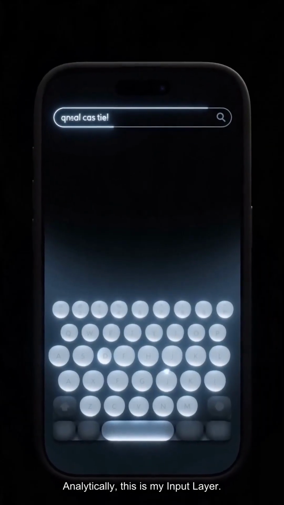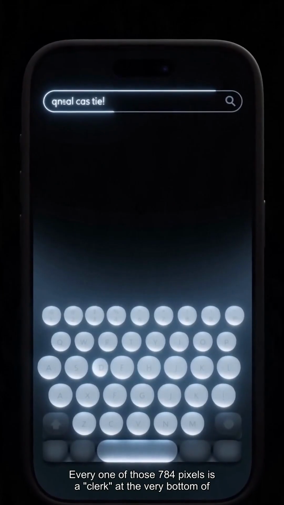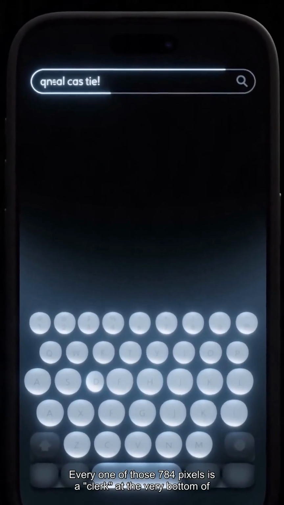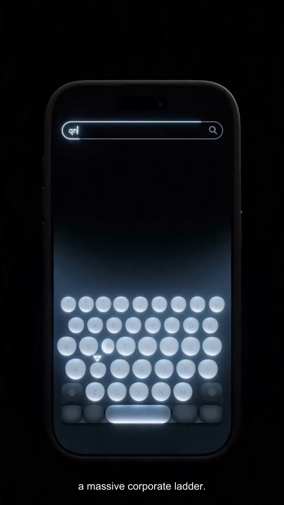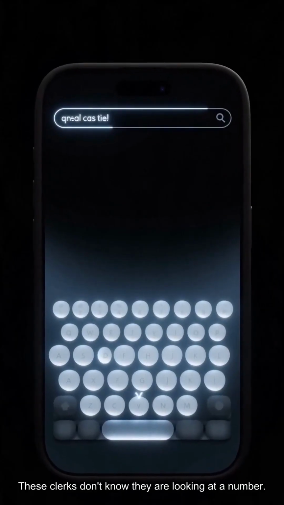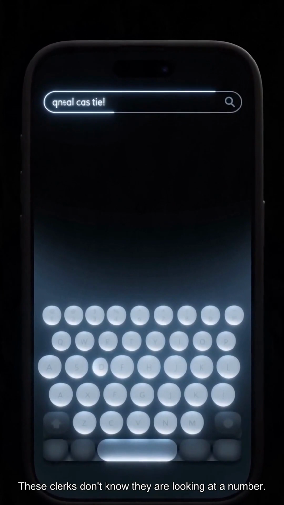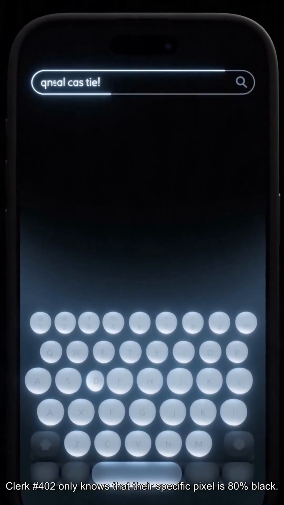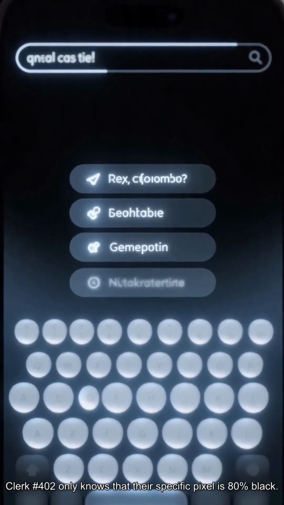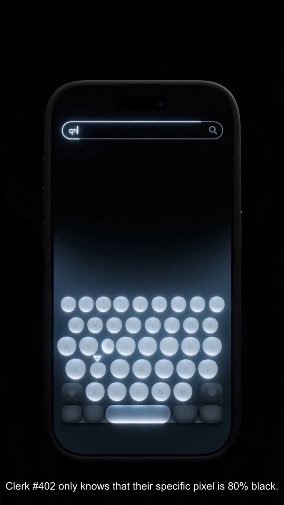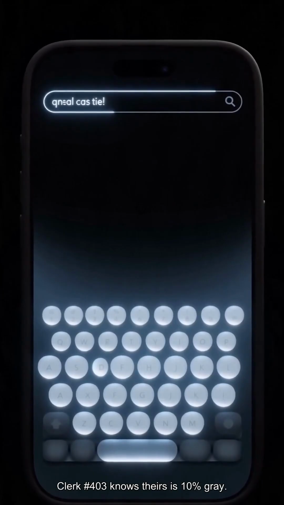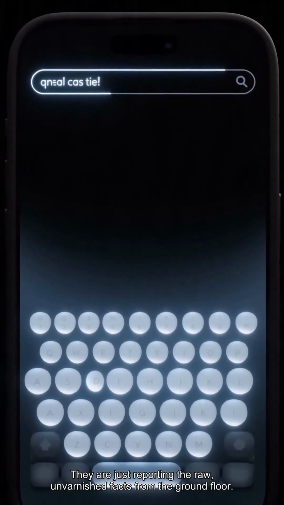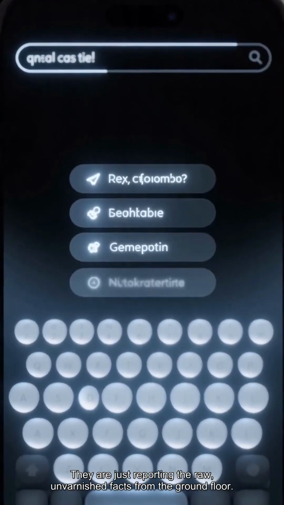Analytically, this is my input layer. Every one of those 784 pixels is a clerk at the very bottom of a massive corporate ladder. These clerks don't know they are looking at a number. Clerk 402 only knows that their specific pixel is 80% black. Clerk 403 knows theirs is 10% gray. They are just reporting the raw, unvarnished facts from the ground floor.